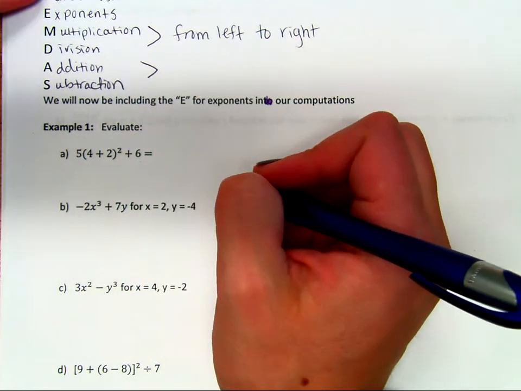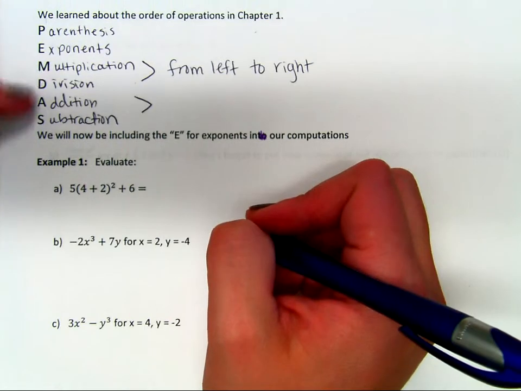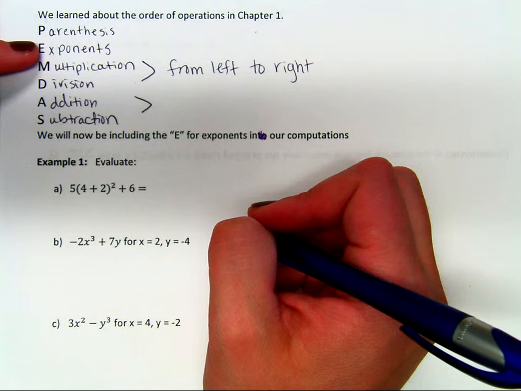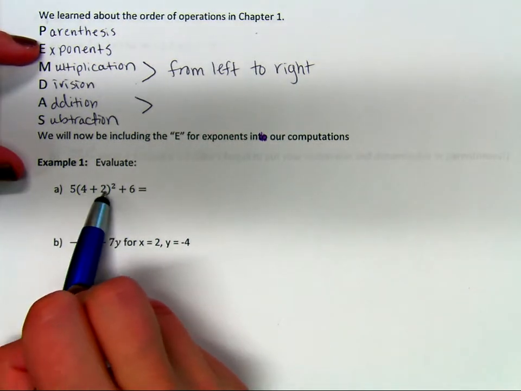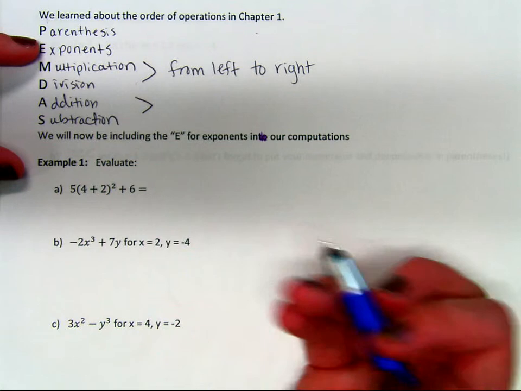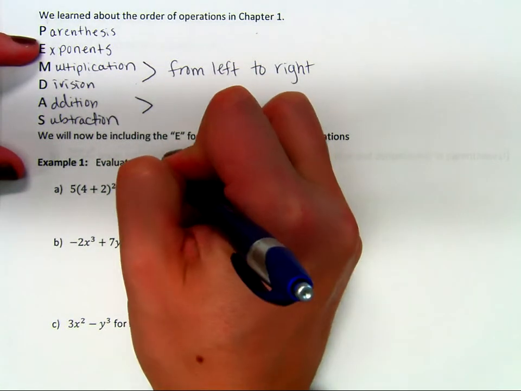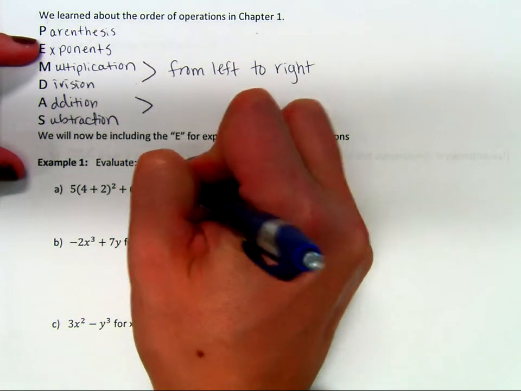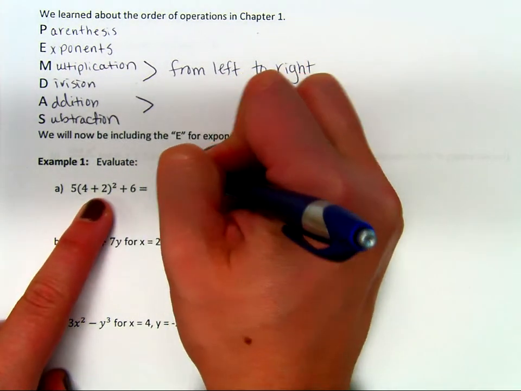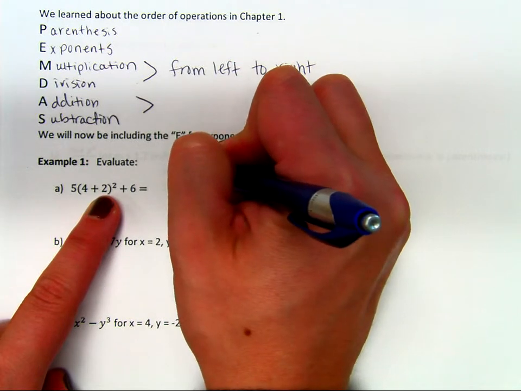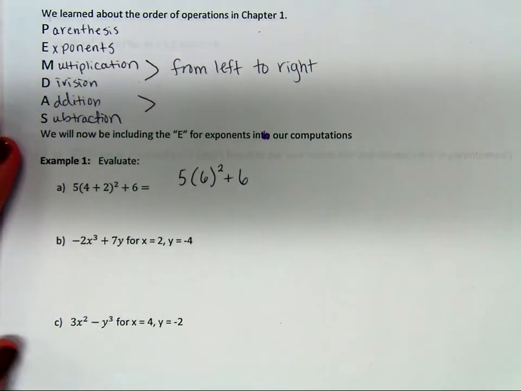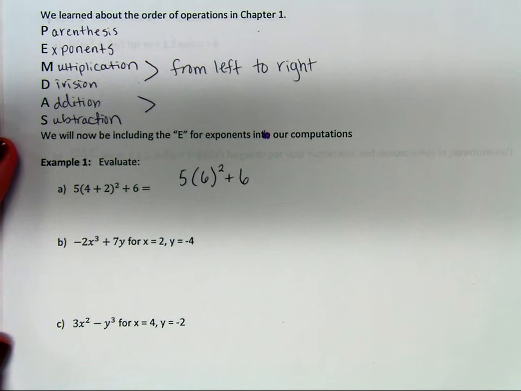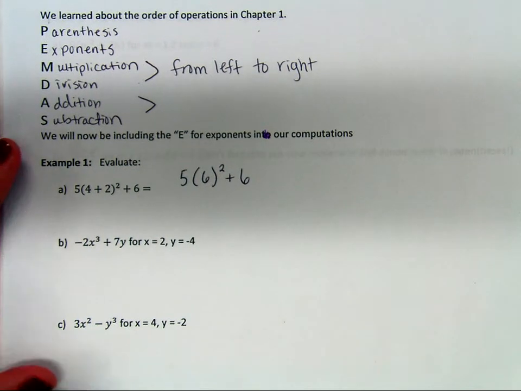So, all right, go through your list. PEMDAS, P, parentheses, or grouping symbols, comes first. And we see that we do indeed have some parentheses here. So I'm going to do the 4 plus 2 first. So I get 5 times, well, 4 plus 2 is 6. I haven't used anything else yet, so I just simply carried everything else down. All I changed was the 4 plus 2 and I made it a 6.